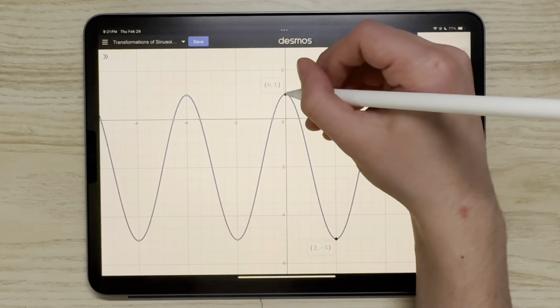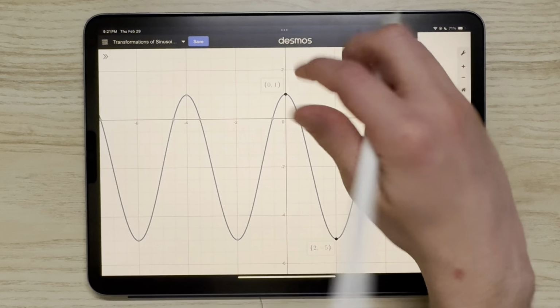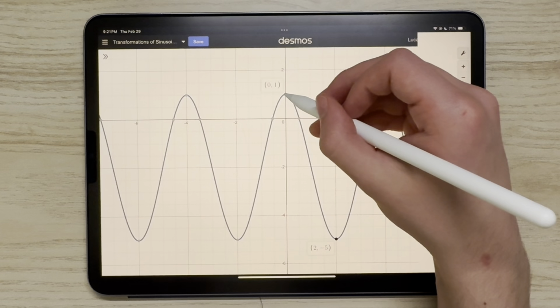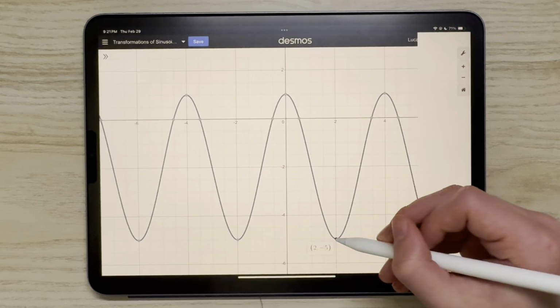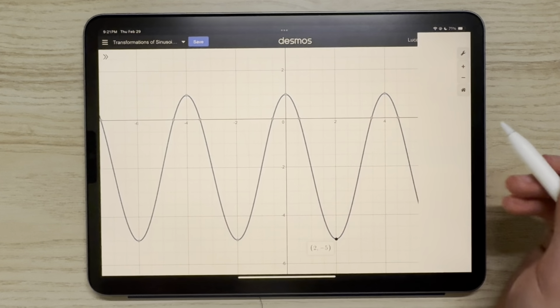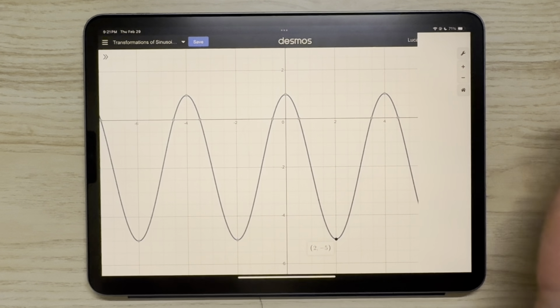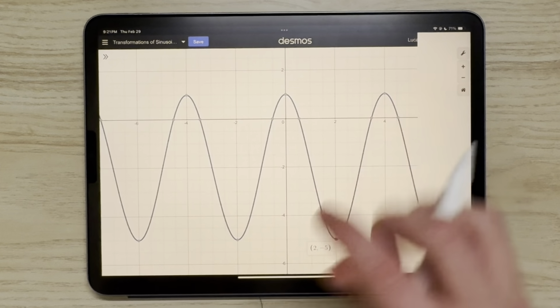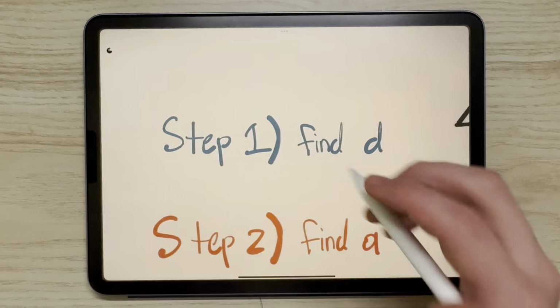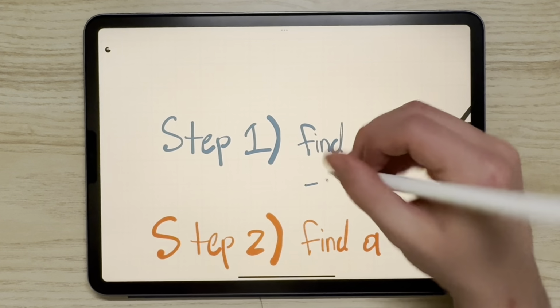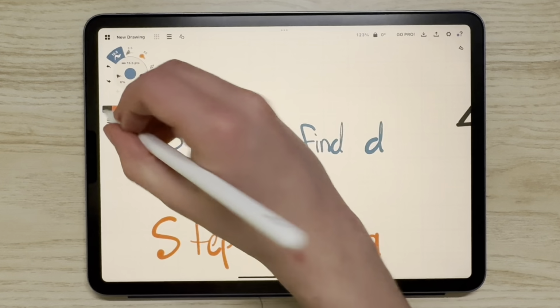The top of this is 1, and the bottom of this is -5. And so the answer to that would just be the sum of those, and then divided by 2, which is going to be -2. So we have that our d is -2.